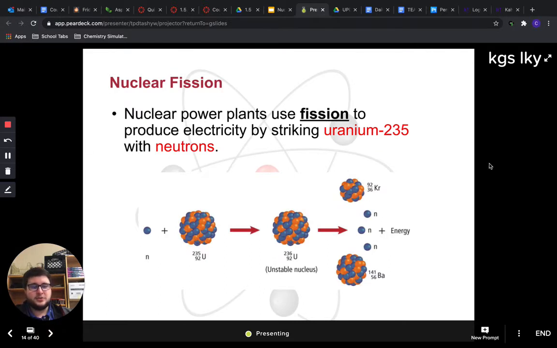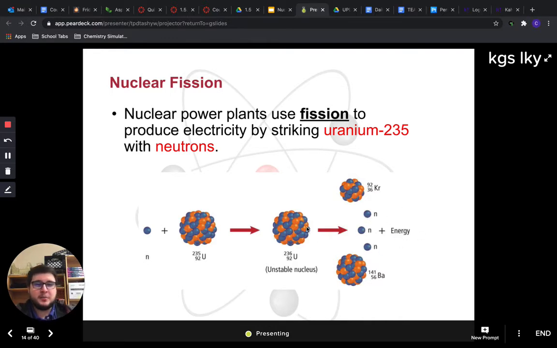And here's a picture of what it looks like. I've got a big uranium nucleus right there, 235 protons and neutrons inside of its nucleus. I'm going to take a neutron, and we have particle accelerators that can shoot this neutron into this nucleus. When it does that, it creates something that's very unstable. And remember, things that are unstable want to break apart or release things from their nucleus. So this is going to break apart into two smaller nuclei: krypton-92 and barium-141, plus it gives off 3 more neutrons and a whole lot of energy.